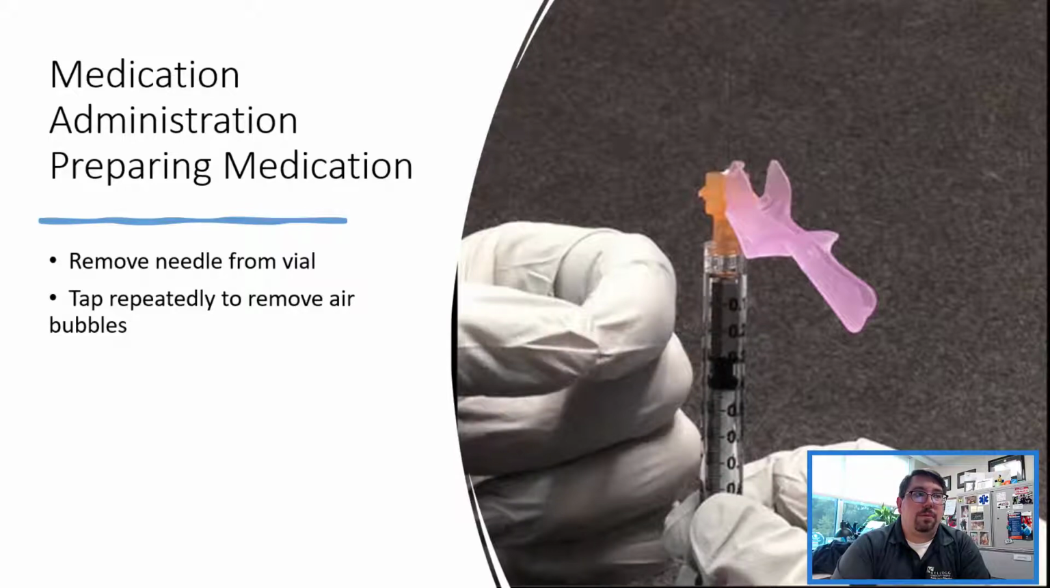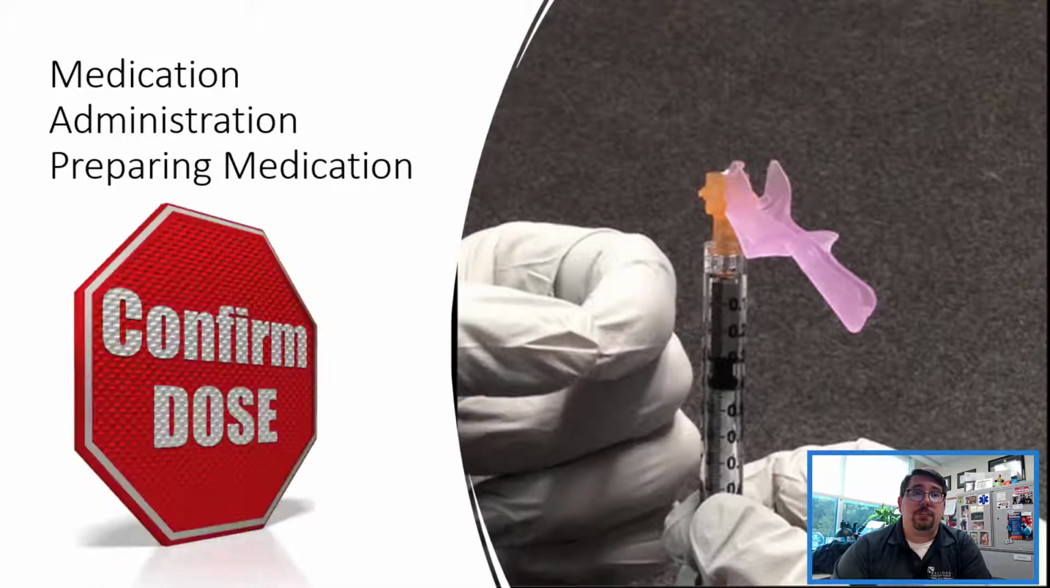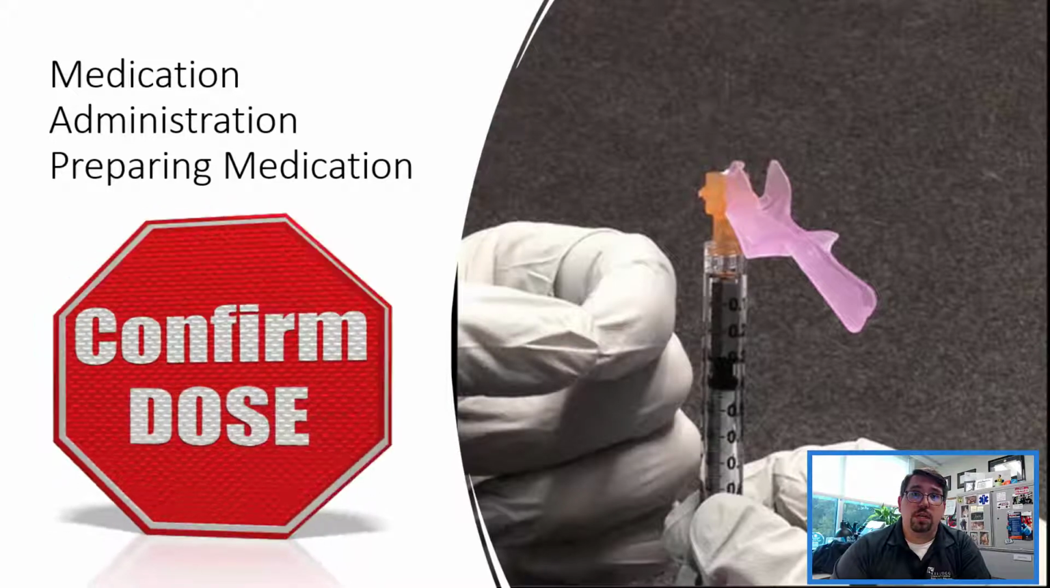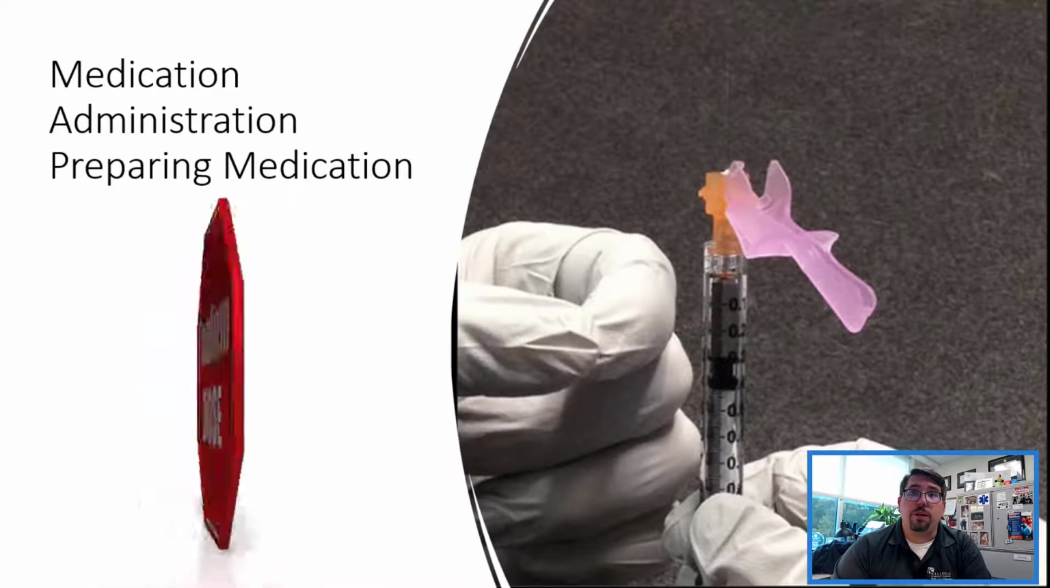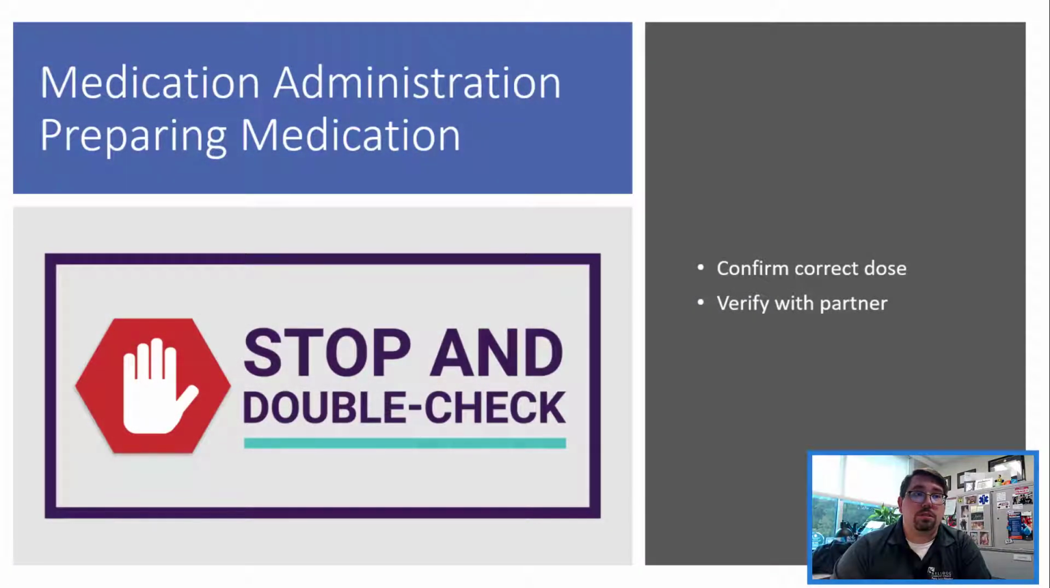Once from there, I'm going to remove the needle from the vial. I'm going to tap repetitively onto the syringe to release any air bubbles, and I will then need to inject those out. From here, I need to stop. I need to make sure that I have the proper dose, and this includes confirming with our partner and ensuring that we have the correct dose. So stop and double check. Confirm the correct dose and verify visually with your partner prior to administering the medication.